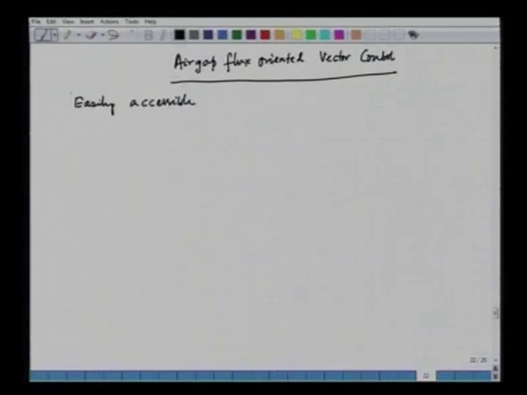So, the air gap flux is easily available compared to the rotor flux. So, we can find out the corresponding air gap flux angle to have the transformation.